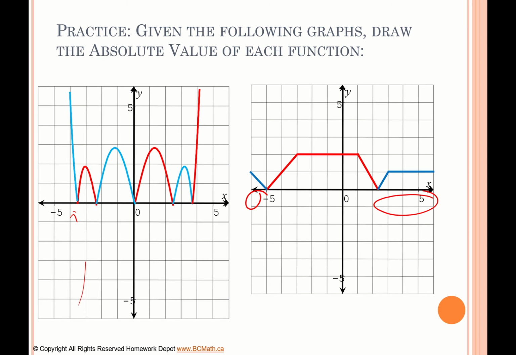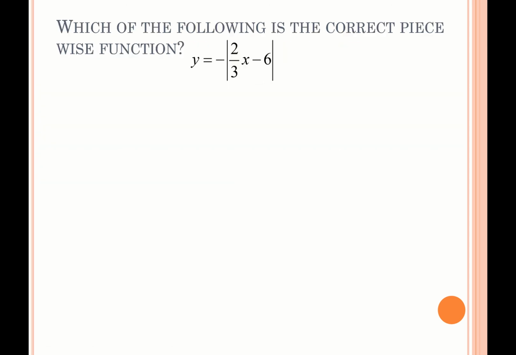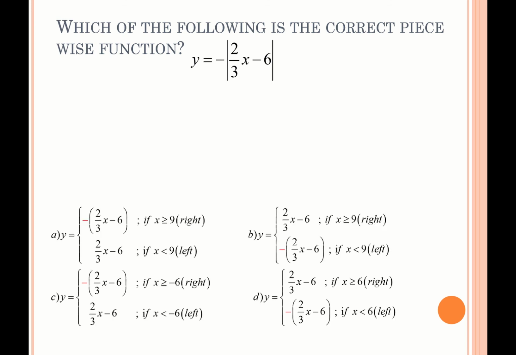Next one. Which of the following is the correct piecewise function for this equation? So you have A, B, C, D. First thing I would do is graph the original equation, so it looks something like this. Let's look inside: y equals 2 over 3x minus 6. You notice how your graph's y-intercept is negative 6.